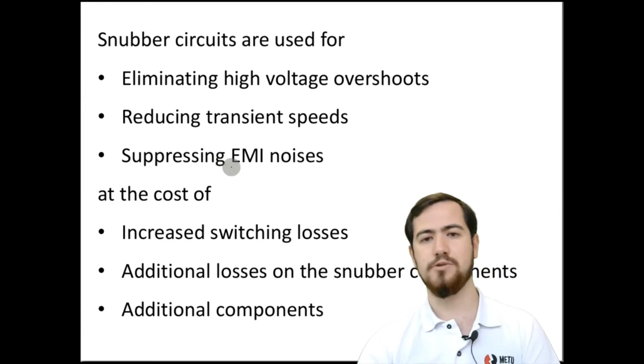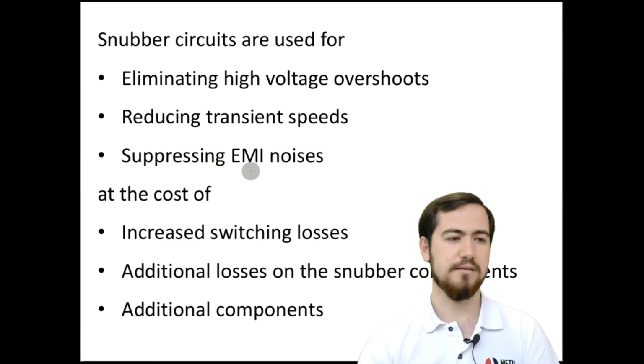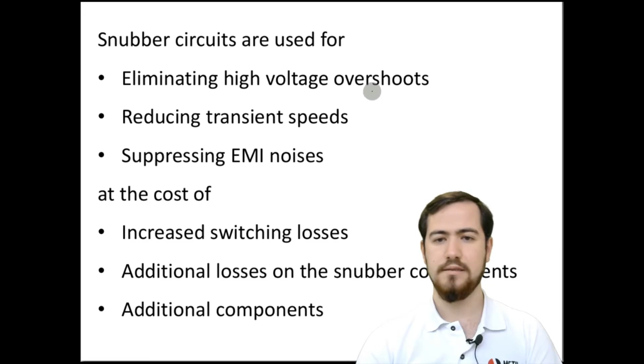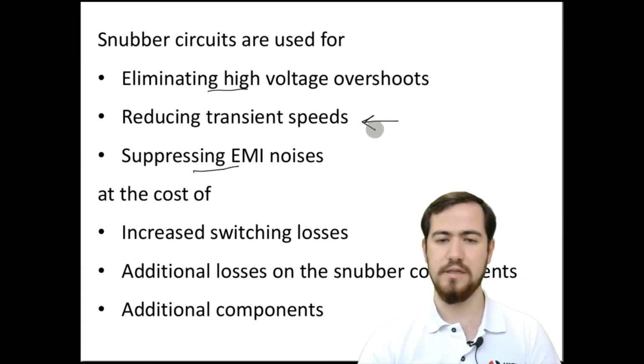Mainly, snubber circuits are used to eliminate high voltage overshoots, to reduce the transient speeds and suppress the EMI noises. Note that we are eliminating high voltage and suppressing the EMI noises by reducing the transient speeds. That is the cause and these are the results. However, we need to pay something to reach these criteria. First of all, we have to increase the switching losses.